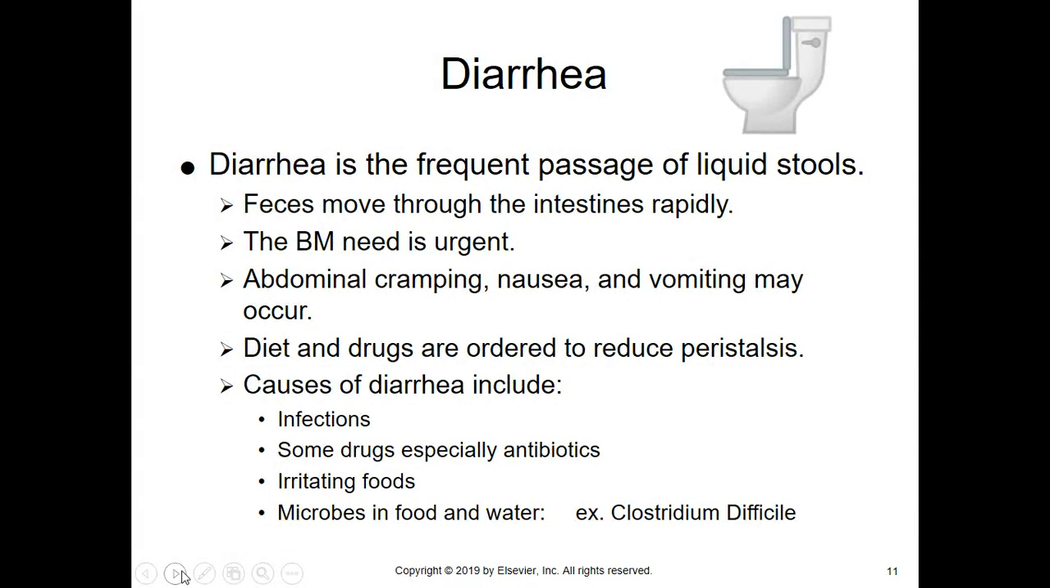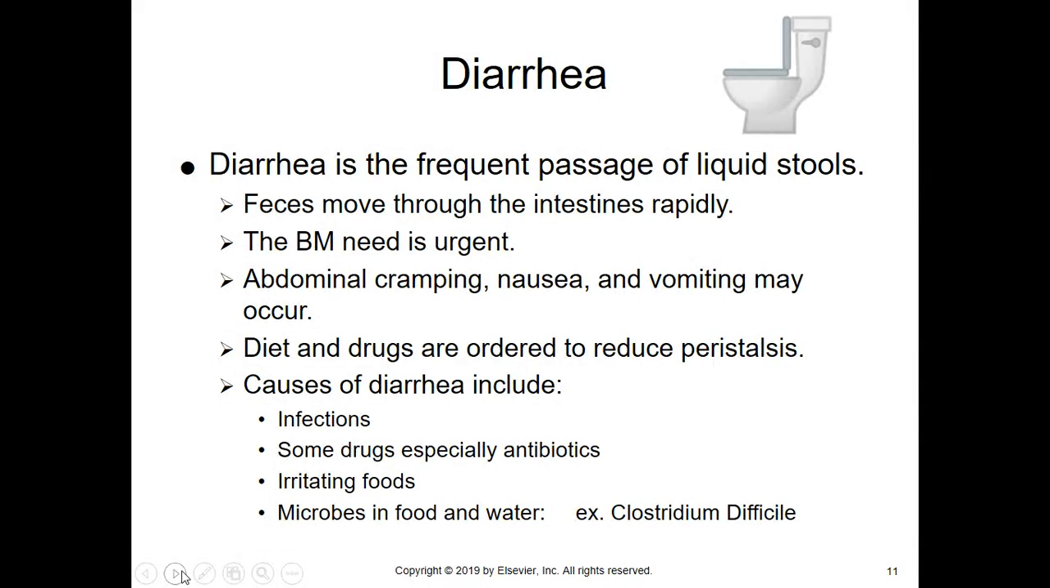The urge to go is urgency. They need to get to the bathroom immediately. They have abdominal cramping. Sometimes they can have nausea and vomiting. Diet and drugs can be ordered to reduce the movements, to slow down the movements. The peristalsis is the movement. So we've got to somehow get things to move slower for that intestine. We can't have them shooting through like a roller coaster.